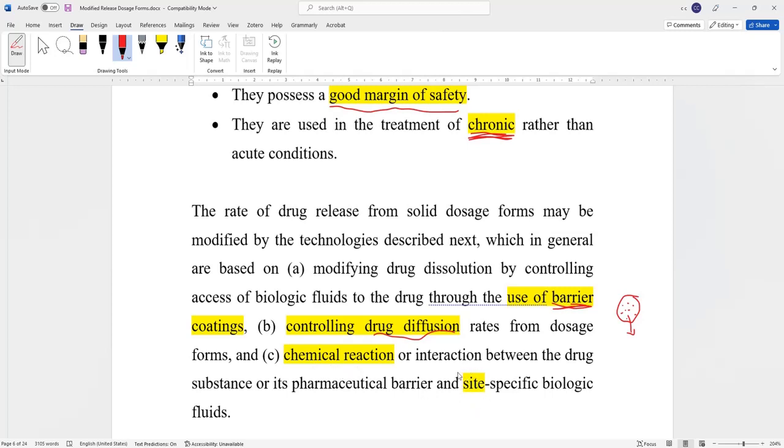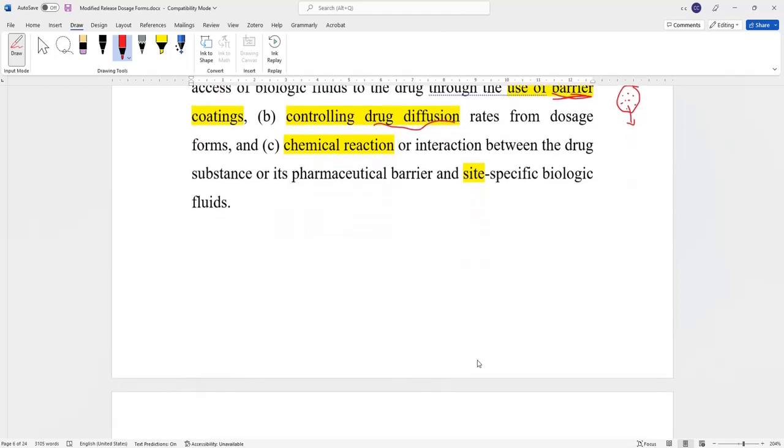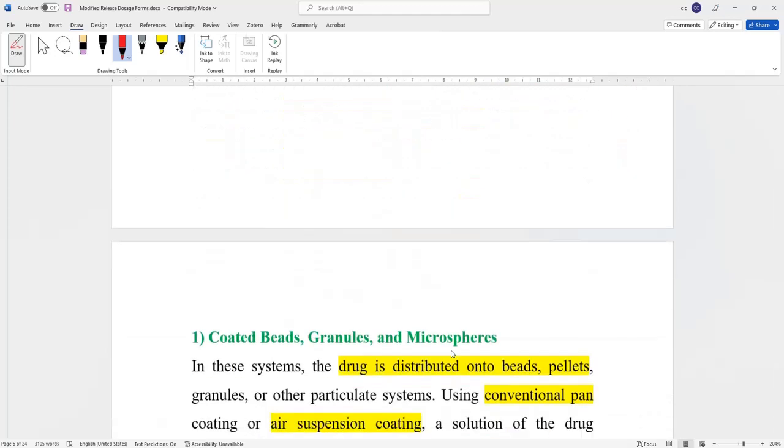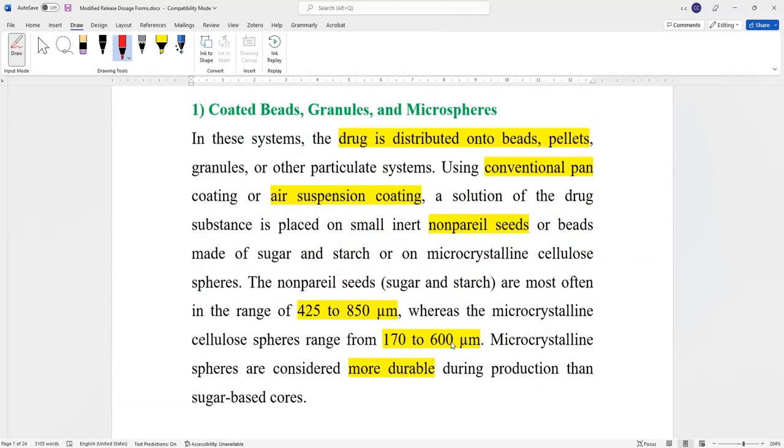The chemical reaction can be pH. For example, acidic pH will react with a basic drug, or a less acidic or basic medium will react with an acidic drug. So we control the chemical reaction between the drug or its barrier and the biological fluid. So these are the technologies that we are using. So what are the examples? Now we're gonna talk about examples.